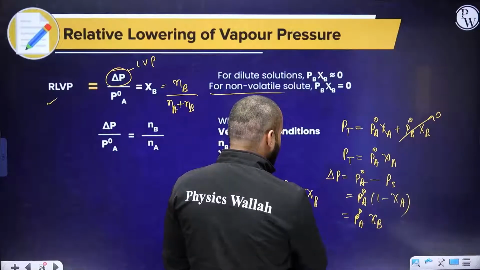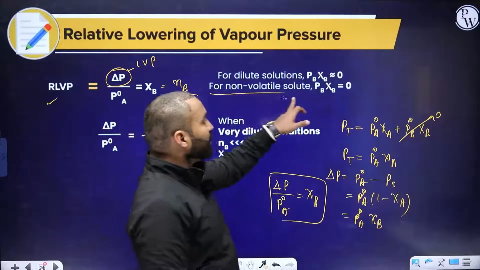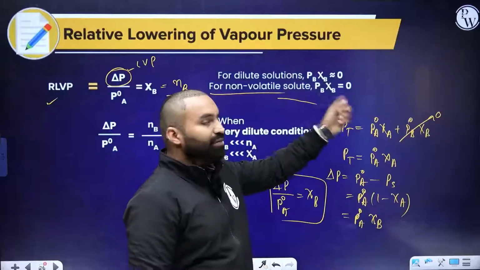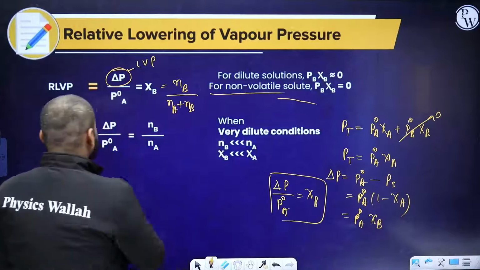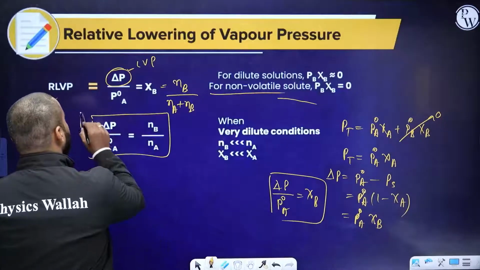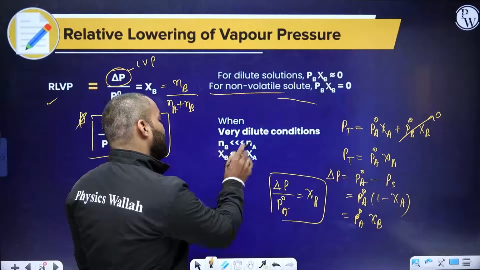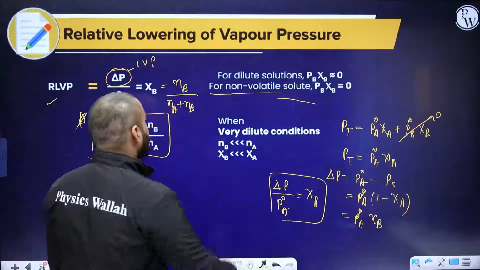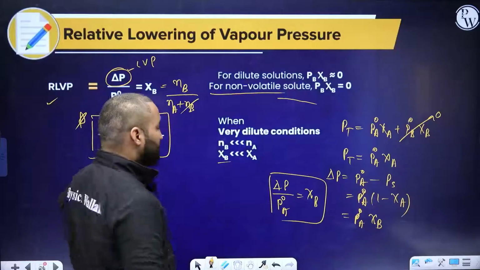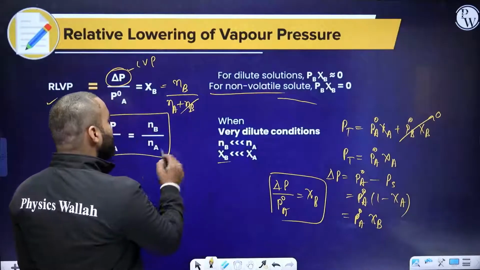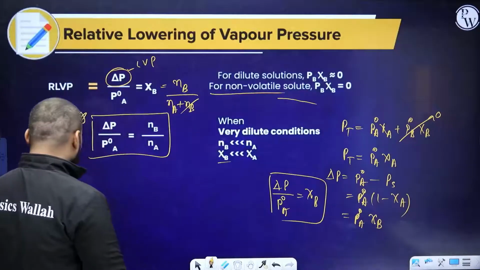This is what I have on the top. See here. Understood, everybody? If you have a non-volatile solute, this will be 0. If you have a very dilute solution, then also you can ignore Pb chi B. This is another relation which is applicable when the solution is very dilute. Number of moles Nb is so less than number of moles of A that you can just ignore this. Or when chi B is less, obviously the same thing in just other words. You can ignore Nb if Nb is very less than Na. Okay, that was your first property.